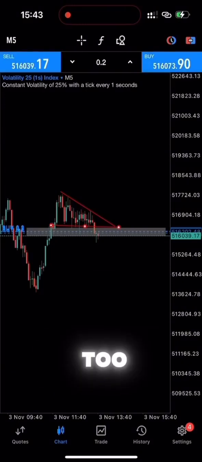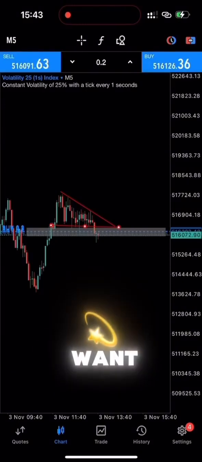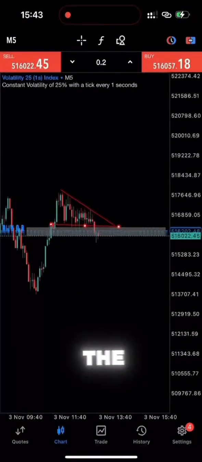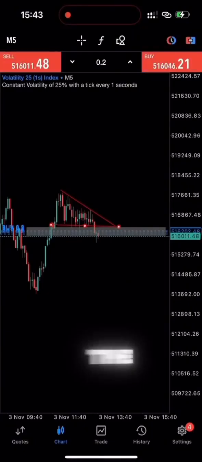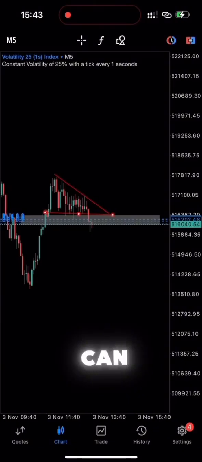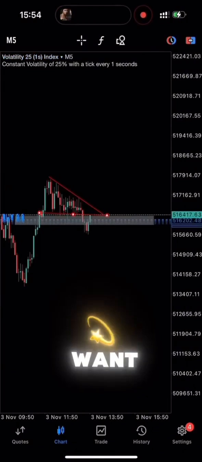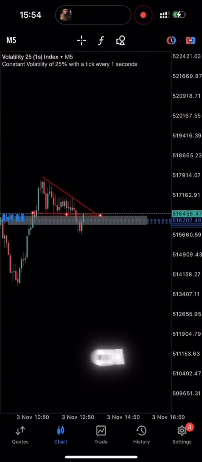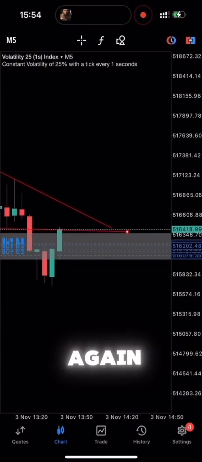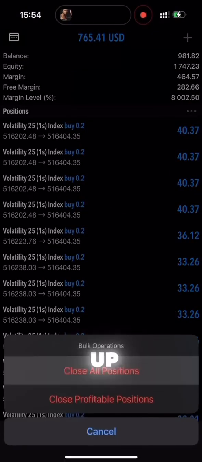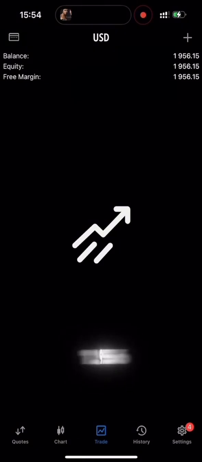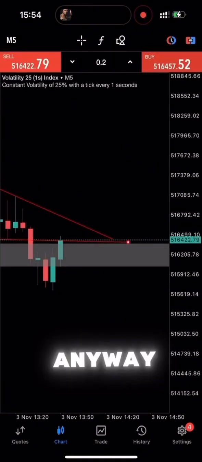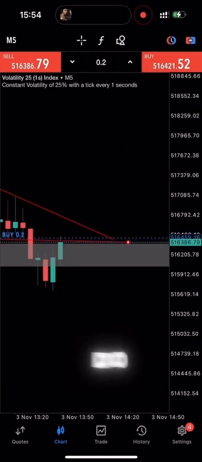Okay, I studied too much for this thing. I want that $19 left. I want it more than the 981. I want the $19. In fact, you guys, you can take the 981. I want my $19. That is why I decided to go full margin on this particular entry again, such that it goes up. Okay, so now we are in 1.956. I just wanted 1,000, but anyway, that will also do the trick.